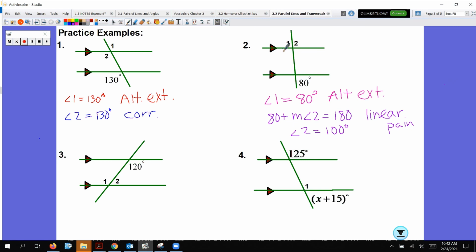So once we had 1, those two are a linear pair. If this is 80, 80 plus 100 is 180. That's why angle 2 is 100 degrees.